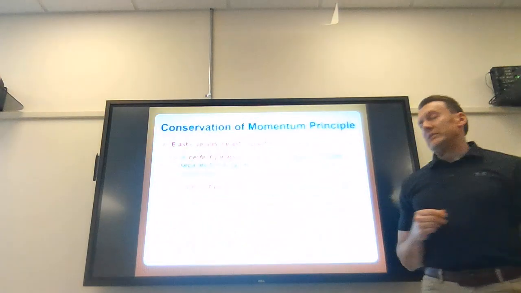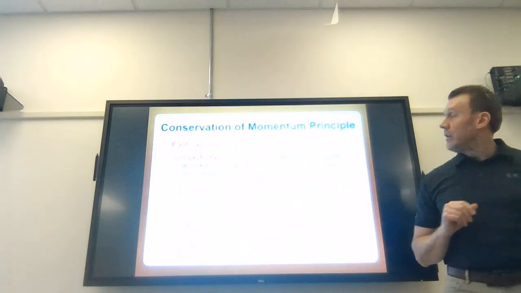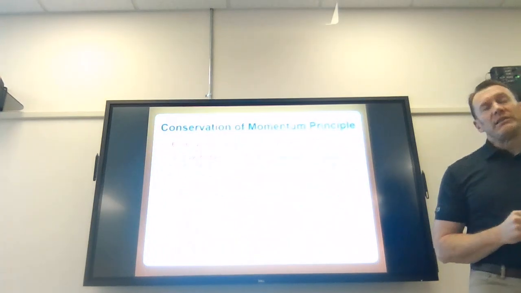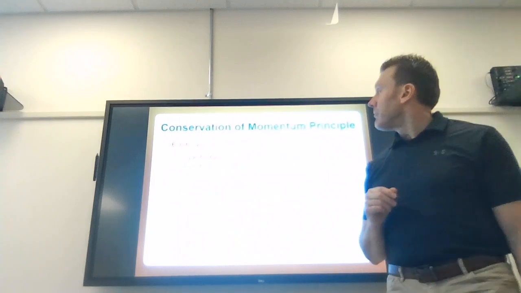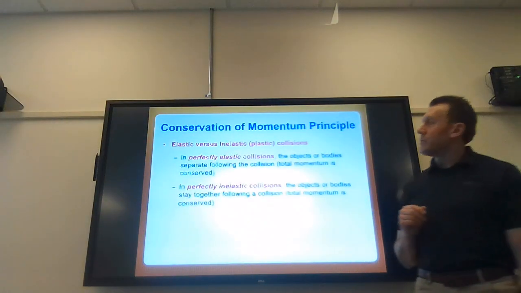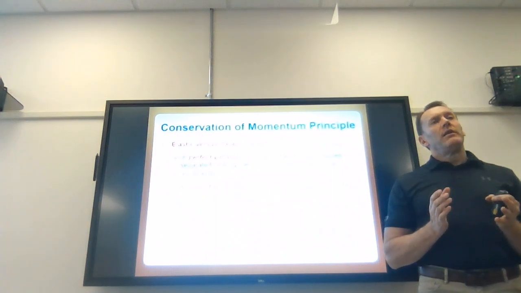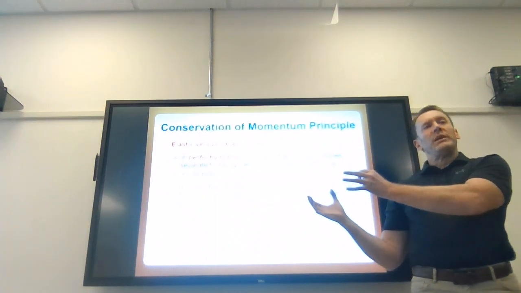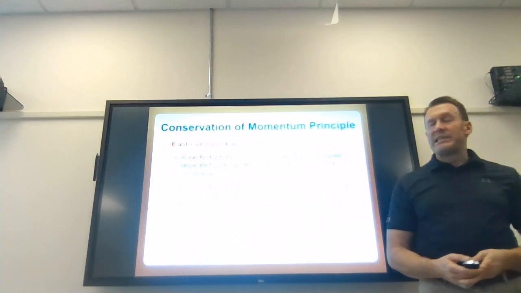Perfectly inelastic collisions. Same thing, total momentum is still conserved, only now the objects or bodies stay together following the collision. So two different scenarios where we look at the total momentum before, and that is equal to the total momentum after, with the collision in the middle. We'll go over some examples.